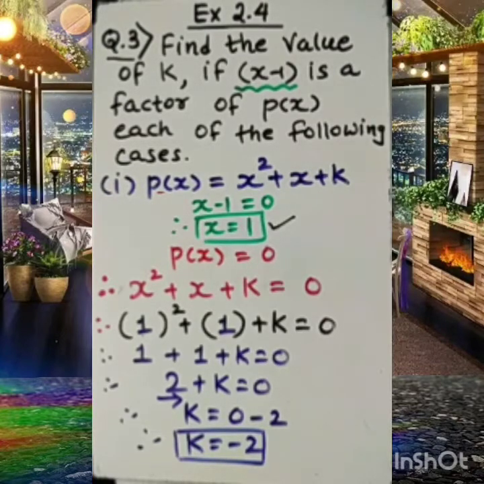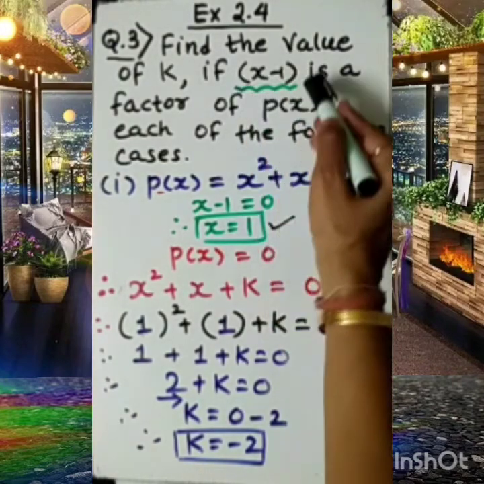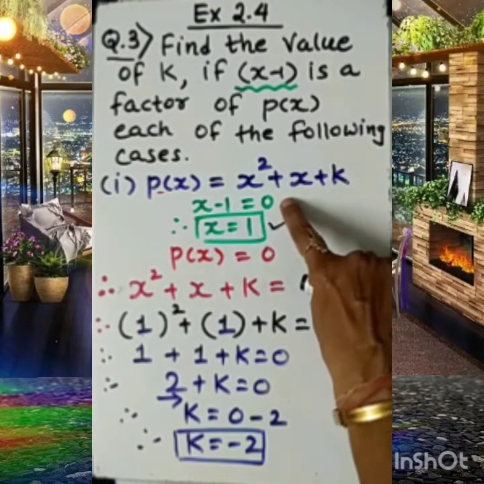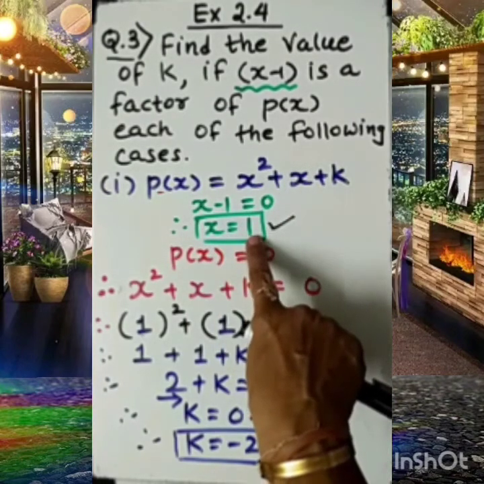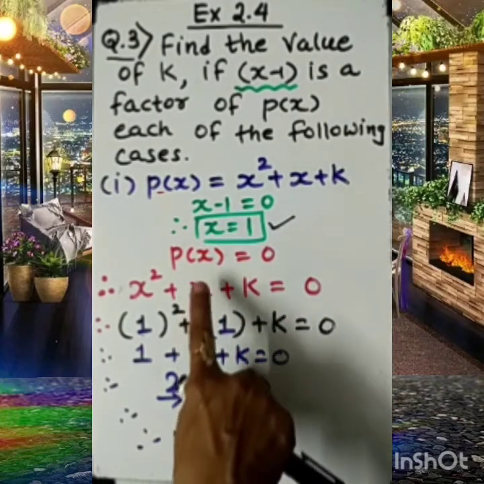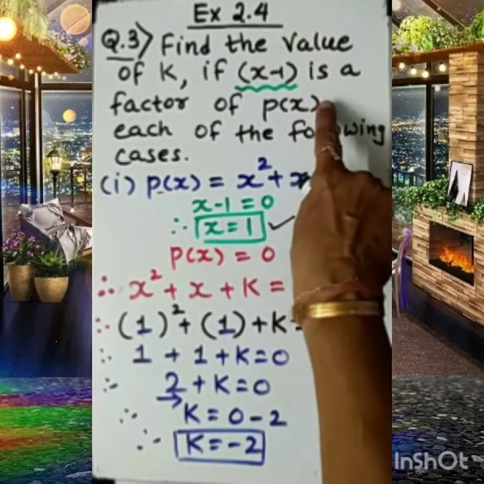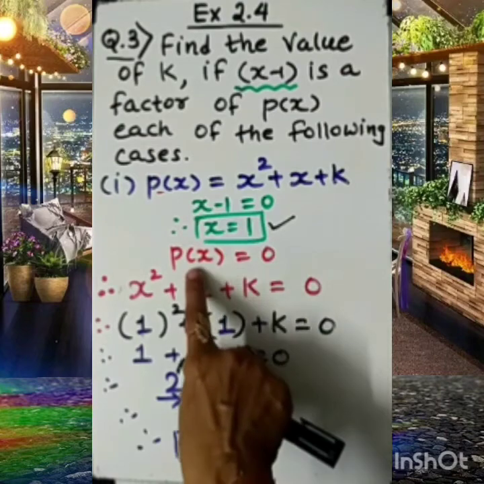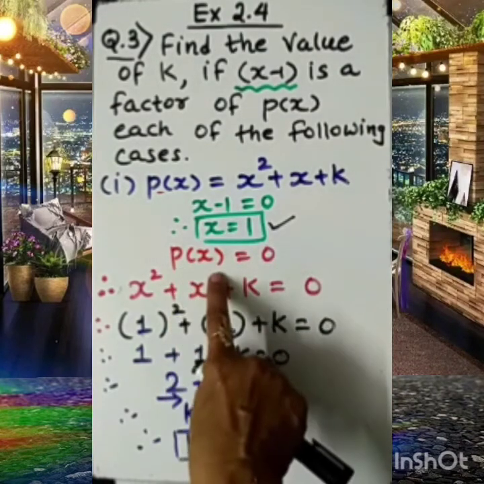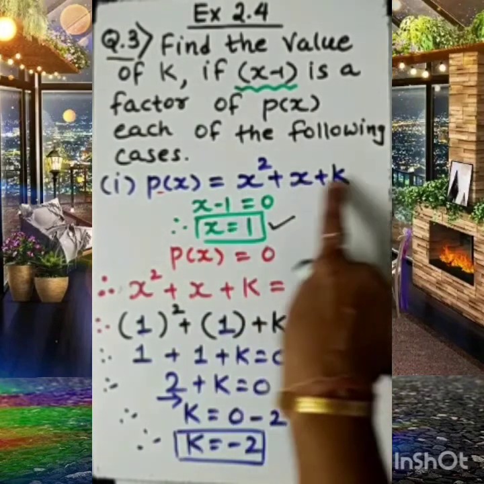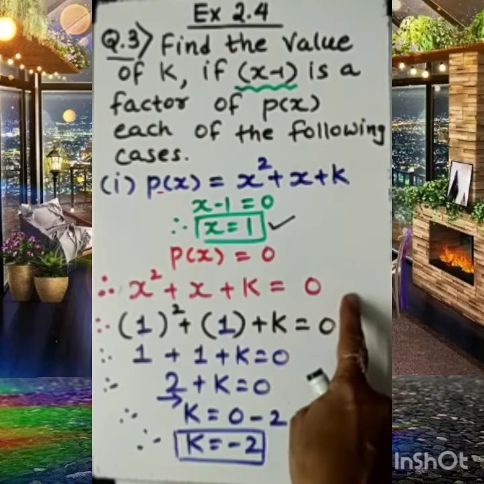Once again I am explaining. Look at your screen. Here we are told x minus 1 is a factor. So x minus 1 equal to 0. So x equal to plus 1. This side I am bringing. Now as we know, this is the factor. x minus 1 is a factor of p(x). It indicates that p(x) equal to 0. Please remember this thing. What is p(x) according to the question? p(x) is x square plus x plus k equal to 0.